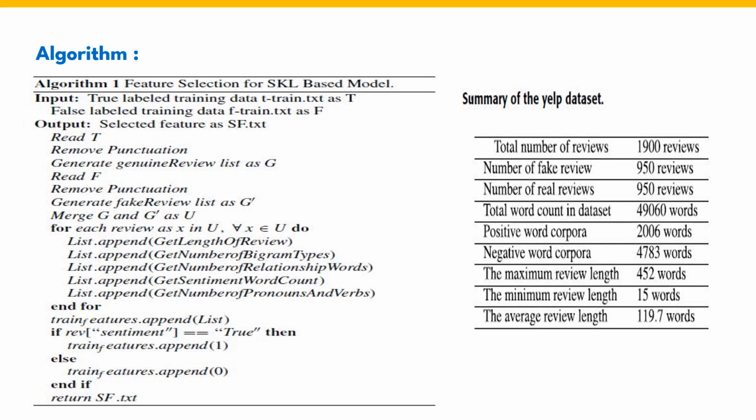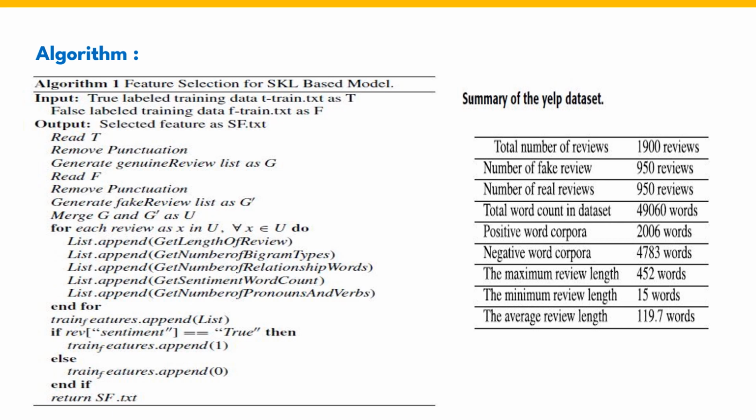Here we are getting the input and output. In input, we are giving the true label training data and the false label training data, that is true and false, that is 0 or 1. On that input, we are getting the output, which reads the text, removes the punctuation, and generates the genuine reviews, and which reads the false messages, removes the punctuation, and generates the fake reviews. Both reviews are merged together, and finally it gives the length of the review, number of bigram types, relationship words, word counts, and number of pronouns and verbs that have been listed here.